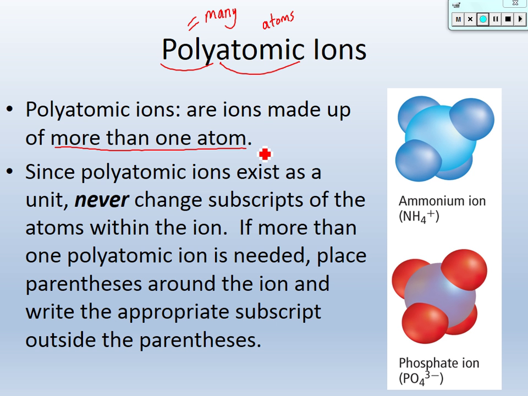Okay, and there's a spot in your notes for examples. I want you to jot this one down as an example. So parentheses, NH4 has a little subscript here, and then it has a +1 charge, so a little plus sign up here. Okay, and then another example would be this one down here. Parentheses, PO4 as a subscript, and then a -3 as your charge. Those are just two examples of polyatomic ions.